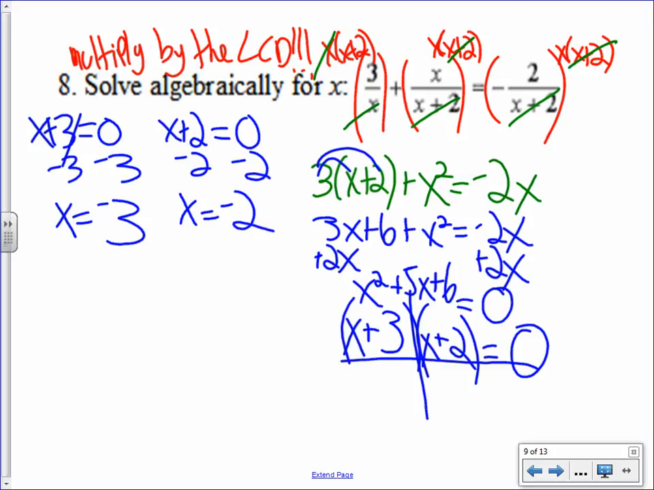Be prepared to do any type of factoring on this test. It might be GCF, it might be dots, it might be trinomial, it might be bridge, it might be grouping. Make sure you're comfortable with all of it.